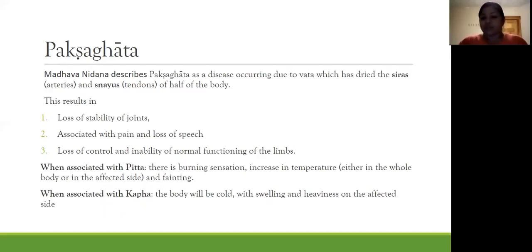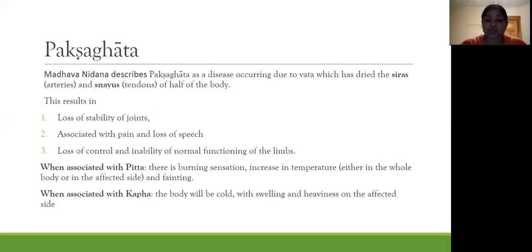When this Vata dries out these arteries and tendons, it can result in loss of stability of the joints, which means the joints don't have as much nourishment and are not able to move as freely as before. It also tends to be associated with pain and loss of speech, which of course we know. There can also be loss of control and inability of normal functions of the limbs.